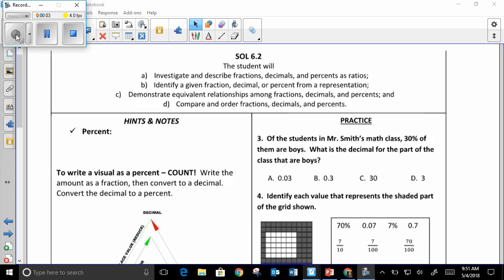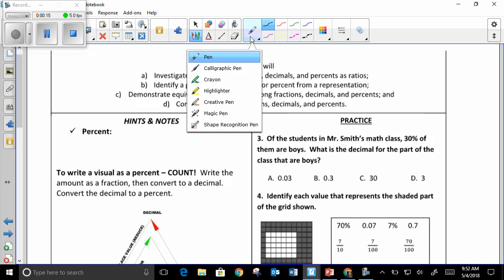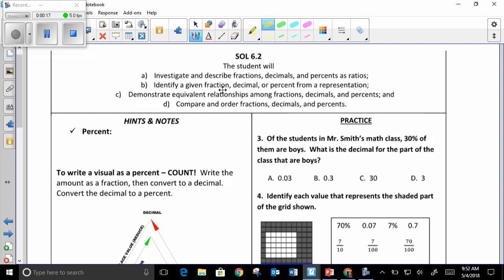Hello, we are going over SOL 6.2 today. Make sure that you use your red pen and your highlighter to check your answers. SOL 6.2 talks about, I'm going to highlight it here, make sure that you read what you need to be able to do. This has a lot to do with fractions, decimals, and percents, also from a representation, and comparing and ordering fractions, decimals, and percents.